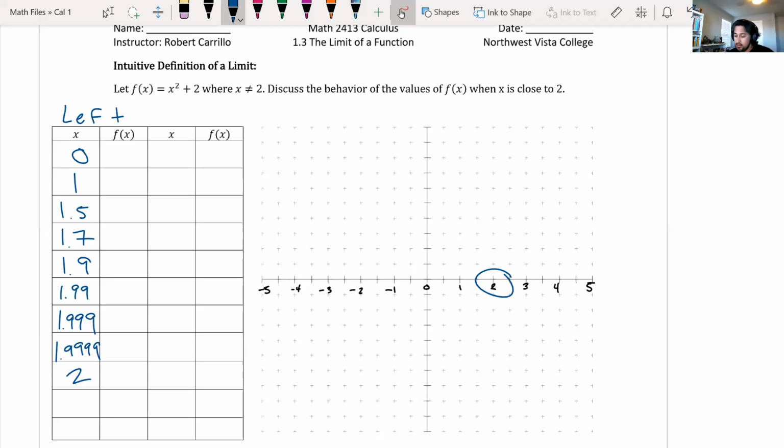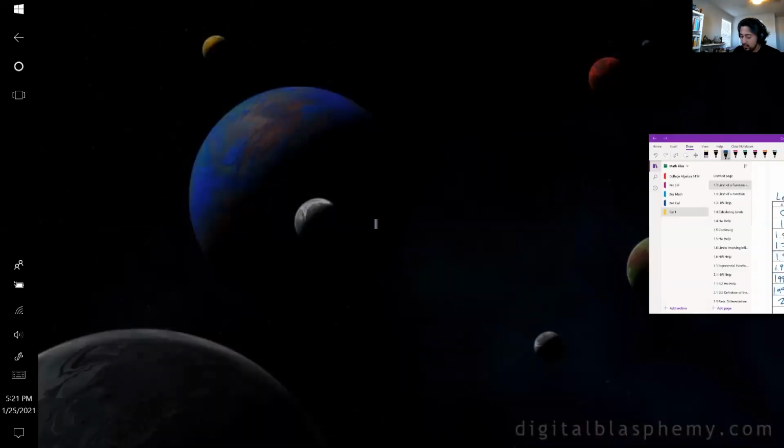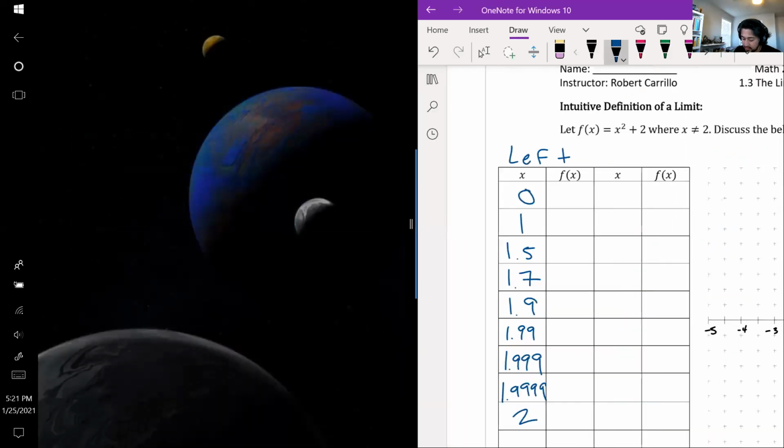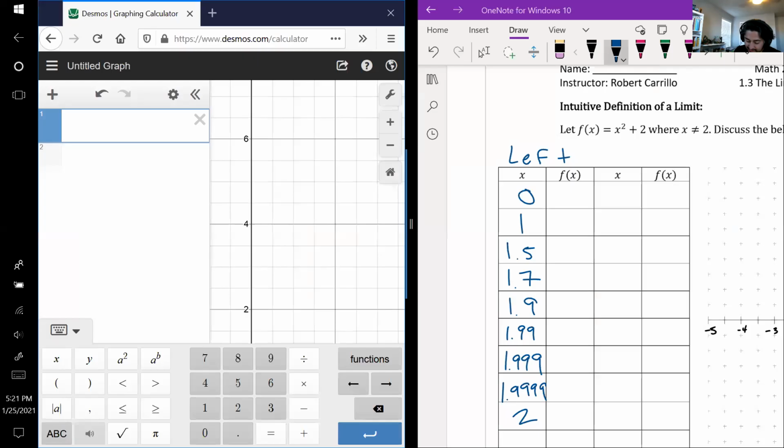And like I said, I'll dual wield. I'll use Desmos at the same time. Don't break my computer. Let's see. Dual wield. Dual wield. Nerd. Like Halo, right? All right.